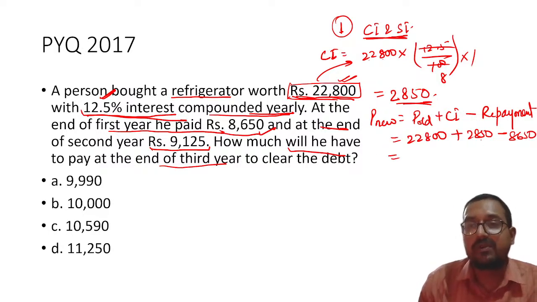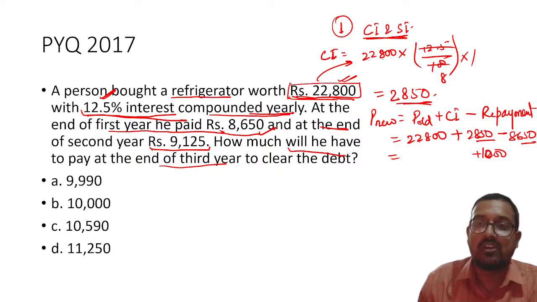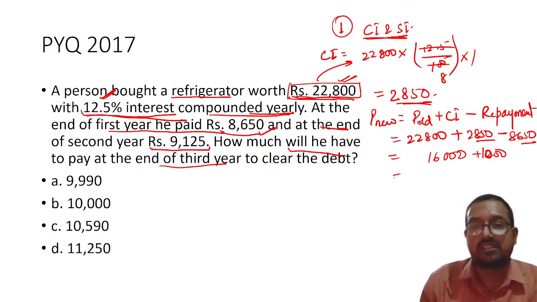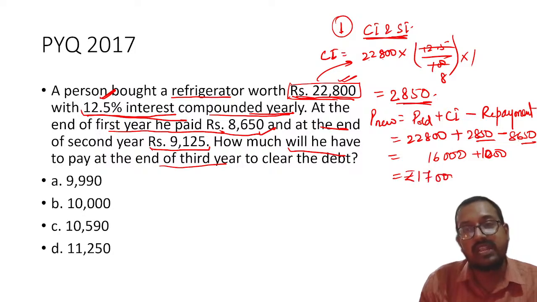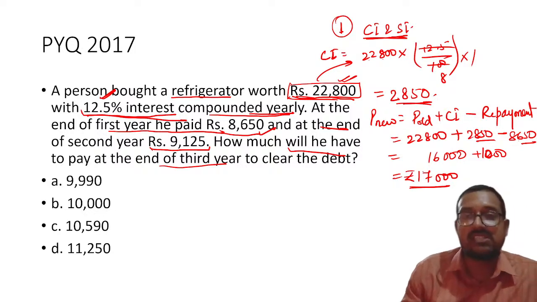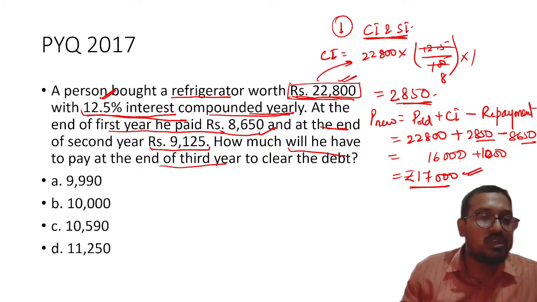So 22,800 plus 2850 minus 8,650. Now 22,000 plus 2,000 will be 24,000, minus 8,000, that is coming out to be 16,000, and with the remaining amounts it is equal to 17,000 rupees, right? Understood? 17,000 will be my new P for the second year. Please remember, 17,000 will be nothing but the new P for the second year.